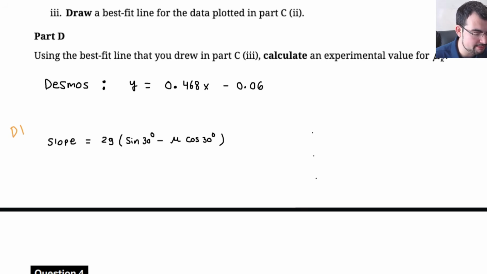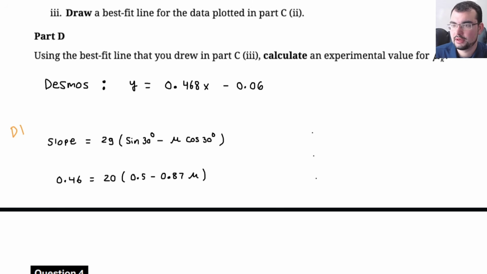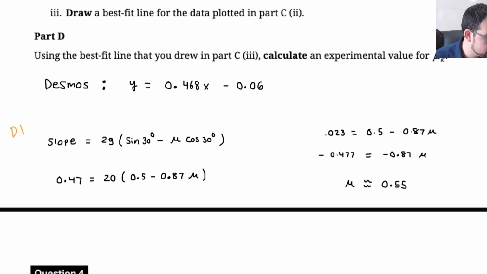No numbers yet. Then we do a substitution. This rounds to this. And then we do a substitution. So that's that. Then we just do some algebra steps here, and we get mu is 0.55-ish.